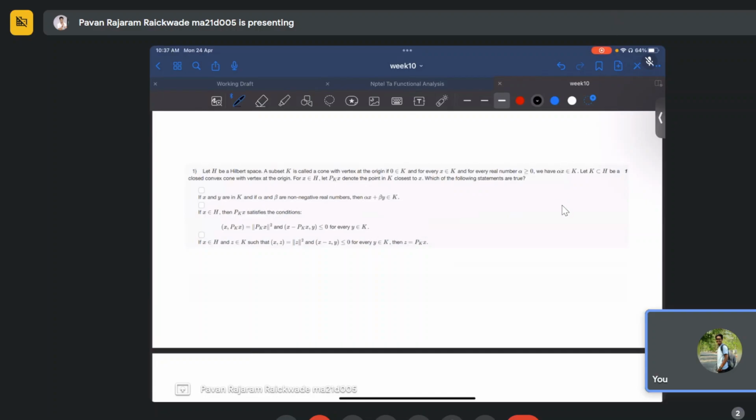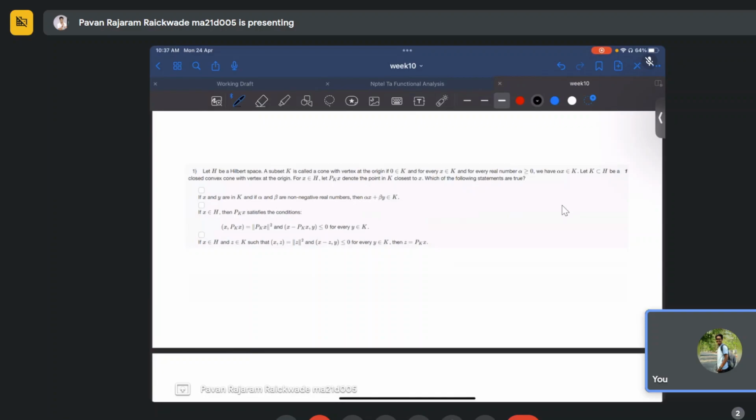So let H be a Hilbert space. A subset K is called a cone with vertex at the origin if 0 is in the cone, and for every element x in K and every non-negative real number alpha, alpha x should be in K. So K should be closed under non-negative scalar multiplication and 0 should be there. That's how we define a cone with vertex at origin.